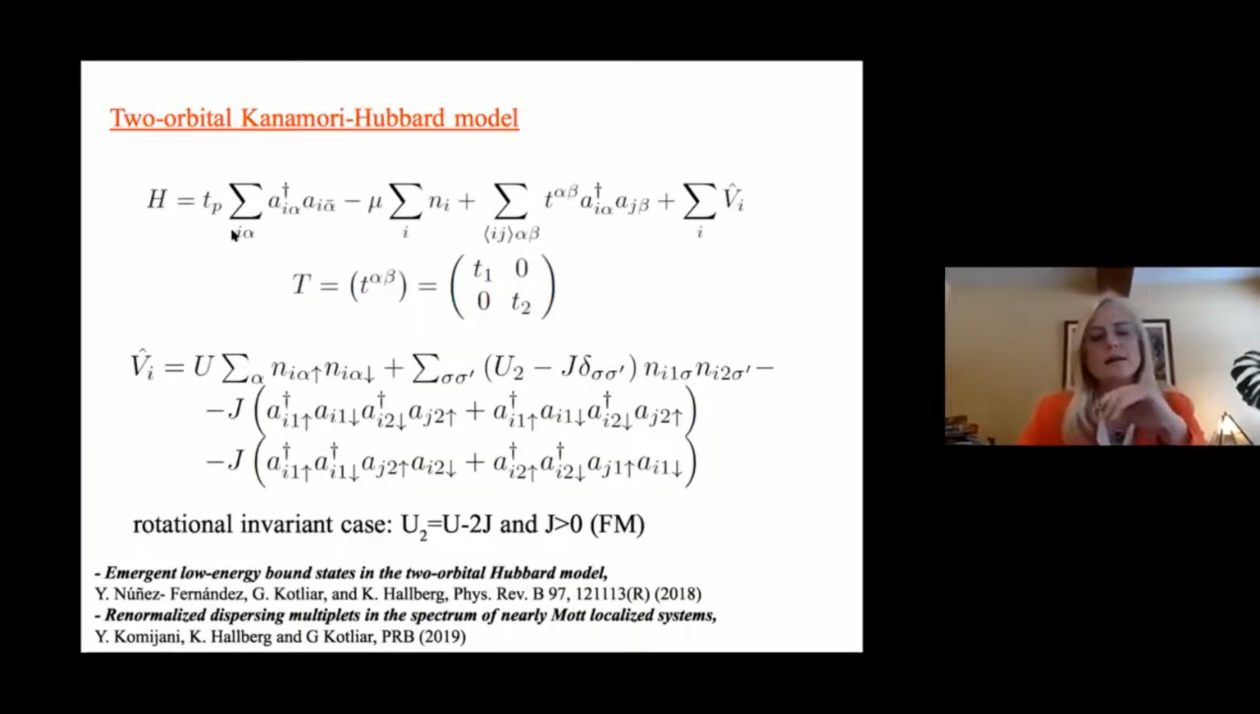One band is wider than the other, or they can be equal. The chemical potential. And we also have the interaction, which has the local Hubbard U. We have an inter-orbital U2, or U prime, I was calling it U prime, the Hund J, and also the spin flip and double particle hopping.